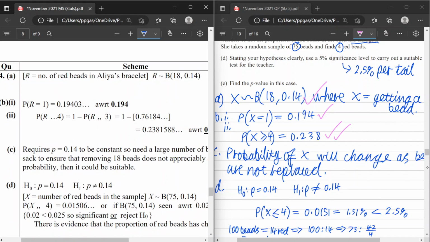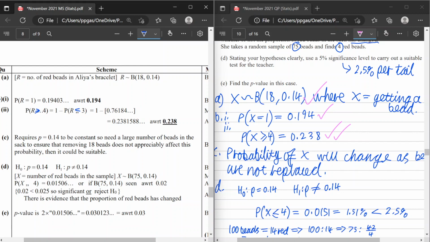Oh, I think there's a mistake in the mark scheme here. I think it should be something like that, as those symbols are missing. But yeah, if you have the CG50 calculator, I think you can just put it in automatically, and it will just give you the right answer without having to do the 1 minus step.